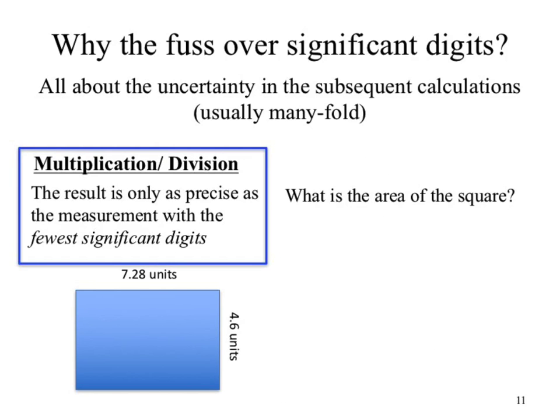Multiplication division. What is the area of a square? Square. Yep. Or a rectangle, whatever. Like the formula? Yeah, how do you do it? Length times width times height would be for a cube. We just have length times width. 7.28 units times 4.6 units. What do we get?